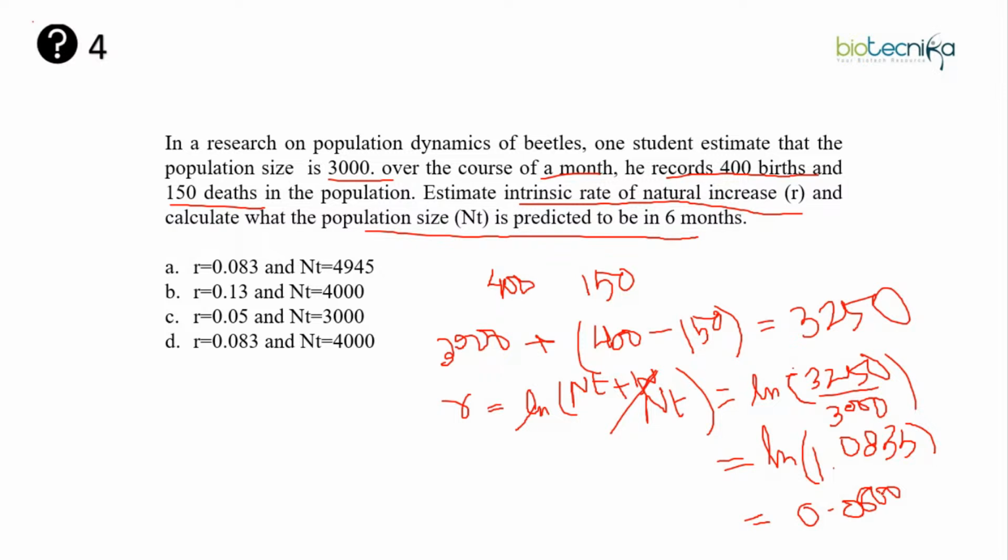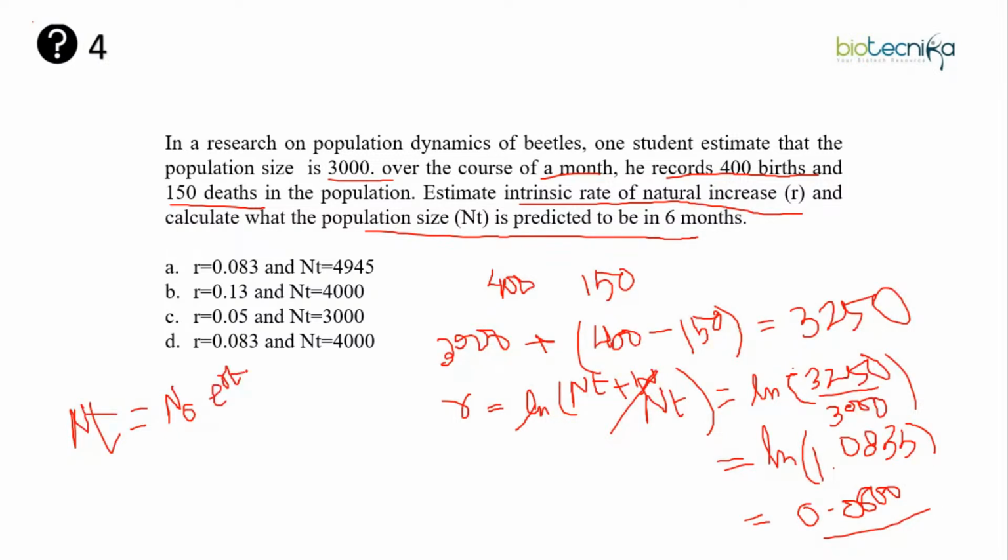Okay. Now you have got the value of r. So therefore, you have to place this r value in the population growth rate equation. So the growth rate equation says that Nt is equal to N0 e to the power of rt.